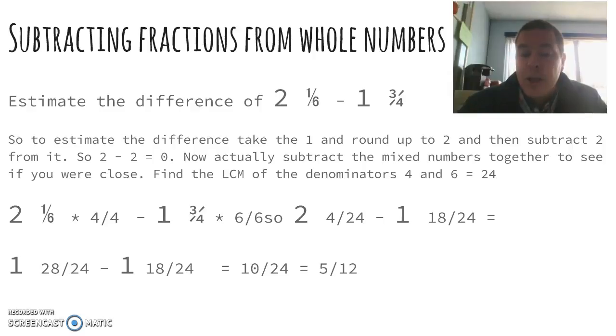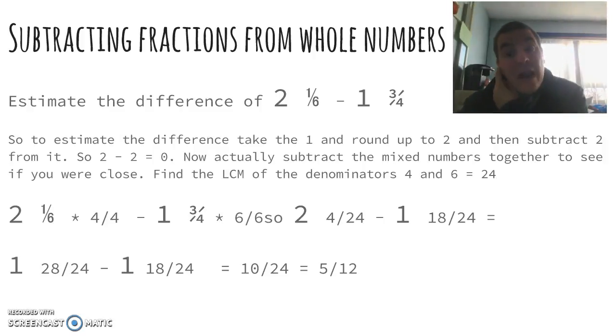So you're going to add the numerators together and leave the denominator. 24 plus 4 is going to give us 28 over 24. Now that we have something that we can start finding the difference of, 1 minus 1 is 0, so our whole numbers are gone. And 28 minus 18, when I subtract both the numerators, you're going to get 10 over 24, which is going to reduce to 5 over 12, which is less than 1/2.